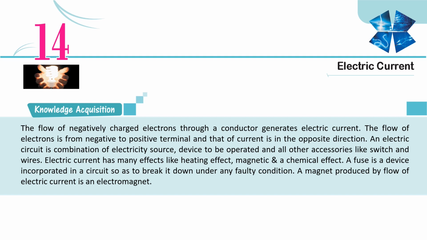An electric circuit is a combination of electricity source, device to be operated, and all other accessories like switch and wires. Electric current has many effects like heating effect, magnetic effect, and chemical effect. A fuse is a device incorporated in a circuit so as to break it down under any faulty condition. A magnet produced by flow of electric current is an electromagnet.